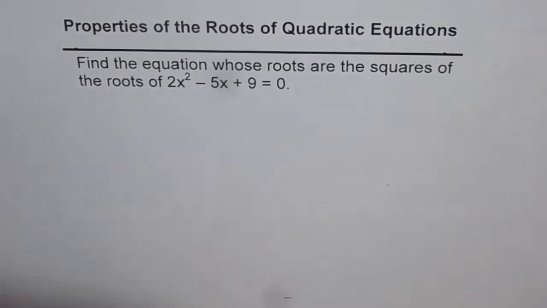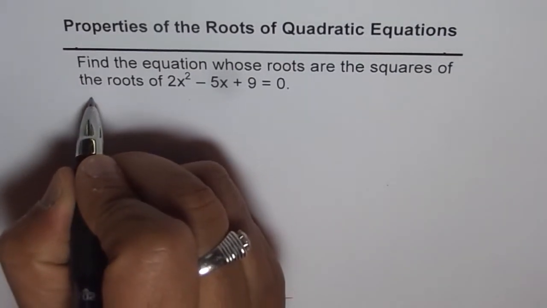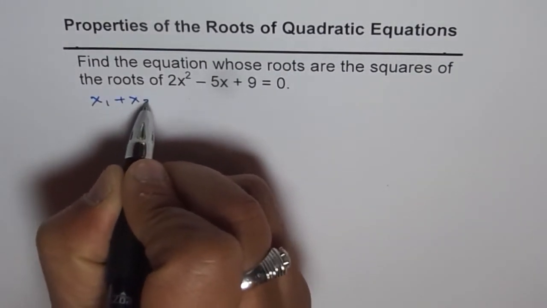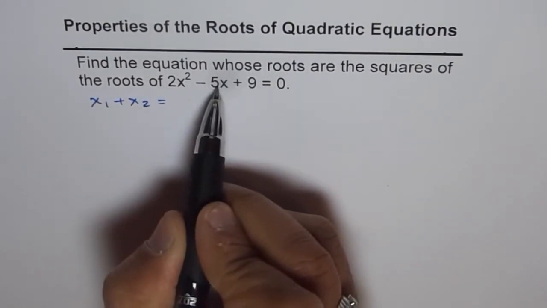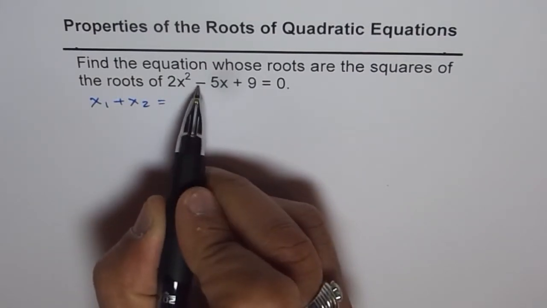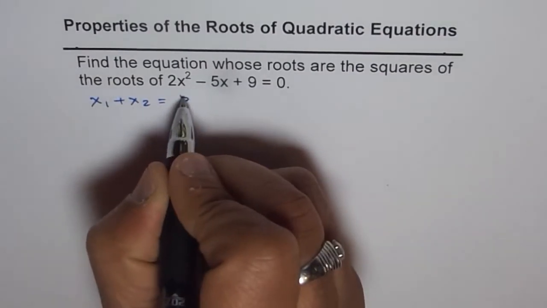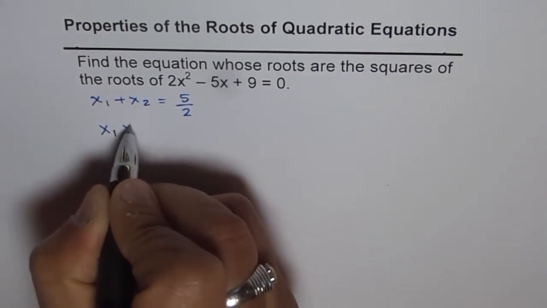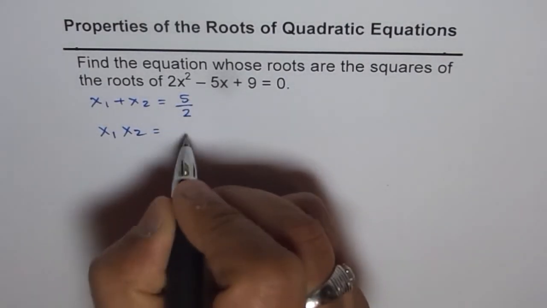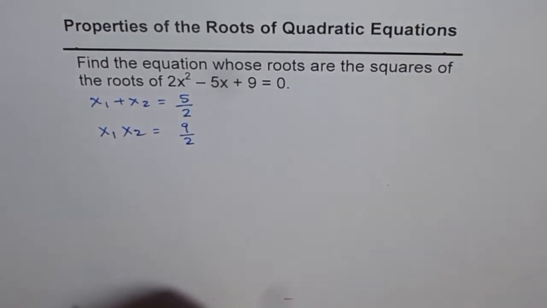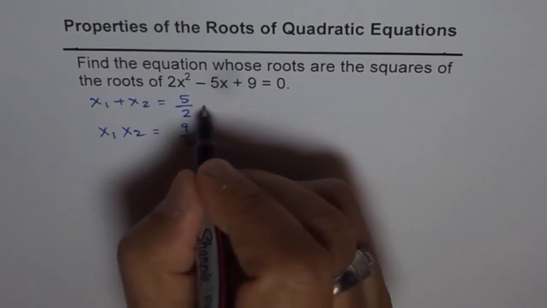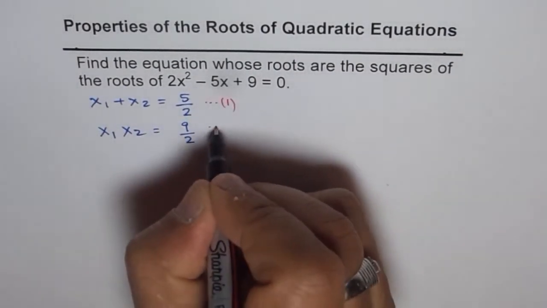From this given equation, let the roots be x1 and x2. Then the sum x1 plus x2 should be equal to minus b by a. Minus of minus 5 is 5 over 2. And the product x1 times x2 will be c by a, that is 9 over 2. So that is what is given to us by this equation, correct? These are our equations number 1 and 2.